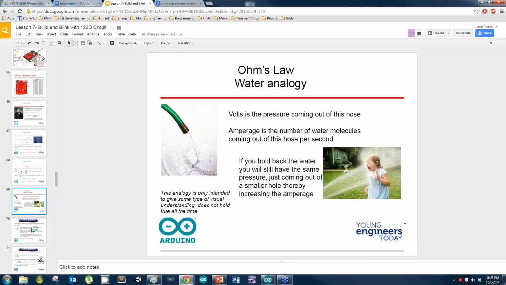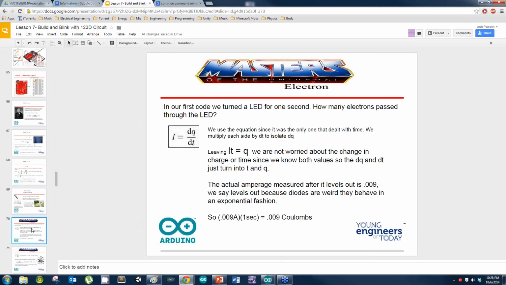So if I equals dq over dt, we already know two of these variables. We know the amperage. I literally took my multimeter out and measured it earlier, and I know it's going to be 0.009 or 9 milliamps. I know the time that it's going to be on: 1 second. If you increase the seconds, you just increase the factor here.